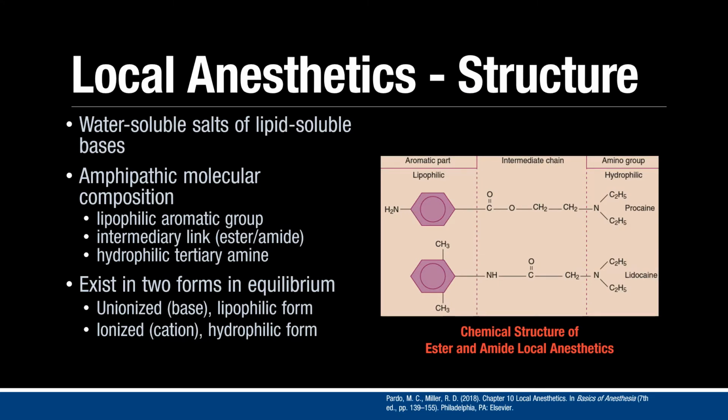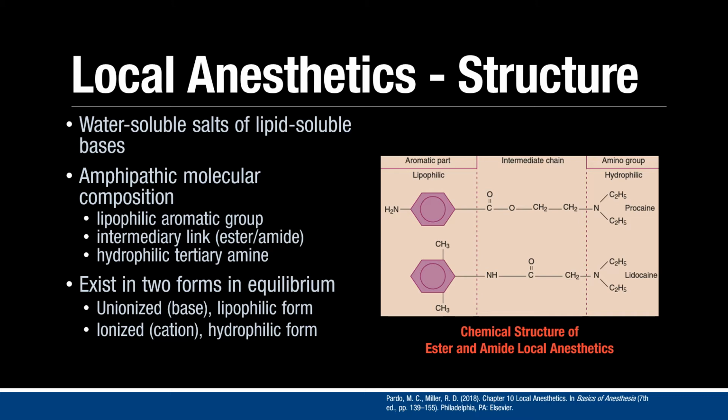Let's talk about local anesthetics for a moment. We're going to do a deep dive into these molecules, these drugs, because we need to know everything there is to know about local anesthetics before we can adequately select one to use in an ultrasound-guided nerve block. Local anesthetics are amphipathic in their molecular composition. And what does that mean? Amphipathic basically means that there is a lipophilic component, being this aromatic ring, and simultaneously a hydrophilic component of the molecule, being this tertiary amine.